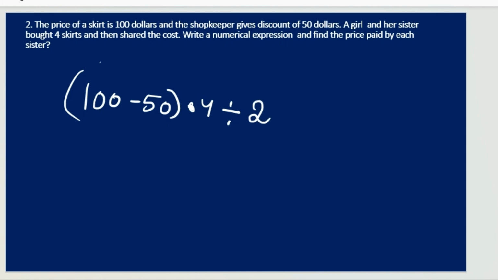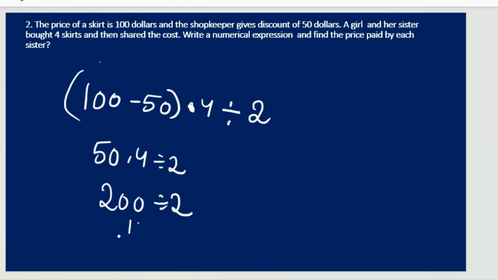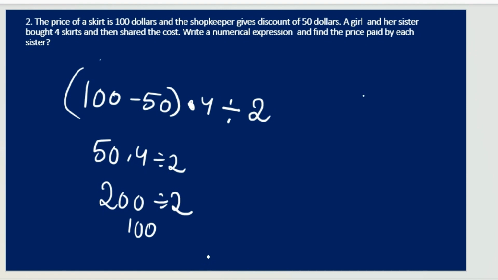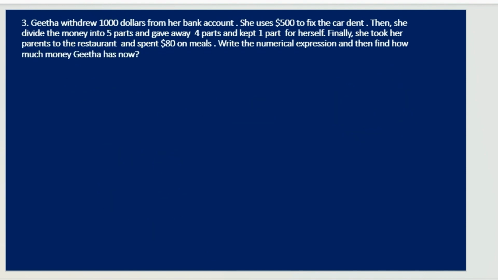Okay, now 100 minus 50 is 50 times 4 divided by 2. Now, 50 times 4 is? 200. And 200 divided by 2 would be? 100. Okay, so that means each girl or sister pays $100. Okay, now moving on to question number 3.